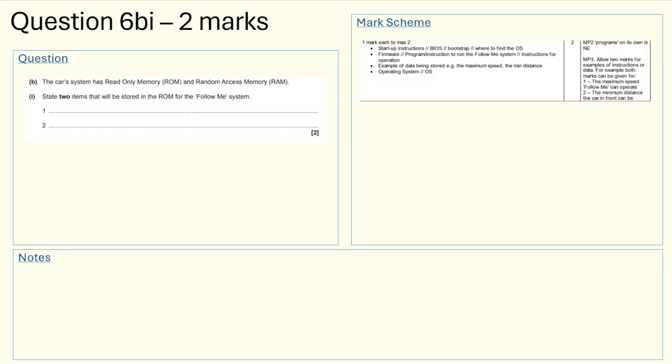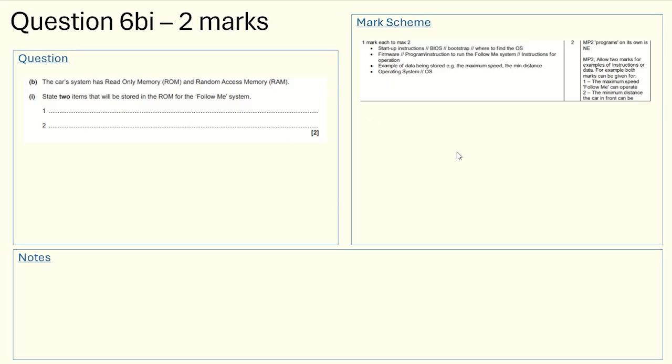It's a bit like getting a book from the library. We can look in it and we can read it. We can take that information out of the book, but we can't put any information in it and rewrite the book. So it's read-only. So stuff that's not going to change. So for example, the BIOS, the basic input-output system that starts up when the actual system becomes online, and the startup instructions. Okay, so that is all stored in the ROM. And the firmware, which are actually the instructions for the follow me system. So the basic instructions that it needs to be able to operate.